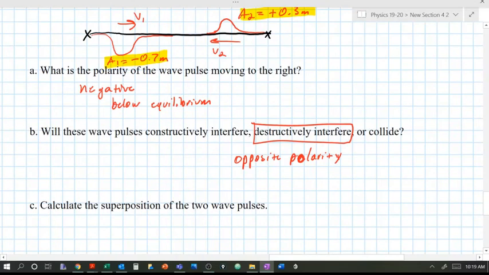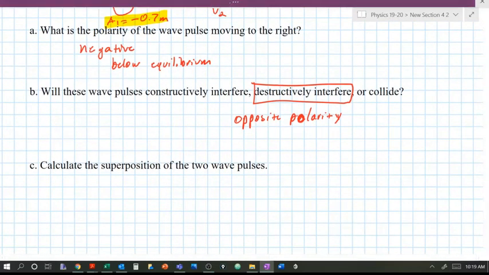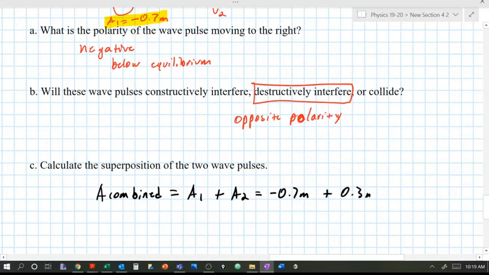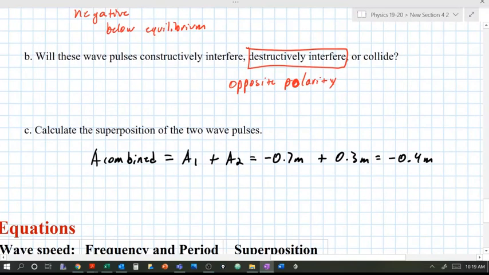And now it simply wants us to calculate the superposition, which is just the sum of the amplitudes. So the combined amplitude when they interfere, otherwise known as superposition, is going to just be equal to A1 plus A2. But A1 is negative 0.7 meters this time, so be careful with that. A2 is still 0.3 meters, so we're going to get a negative 0.4 meters for our combined amplitude, for our superposition.